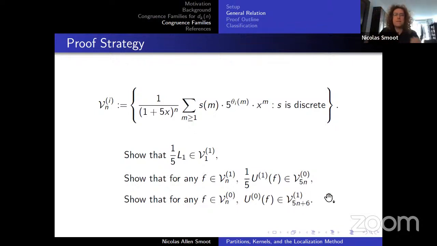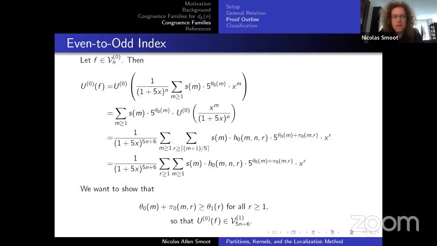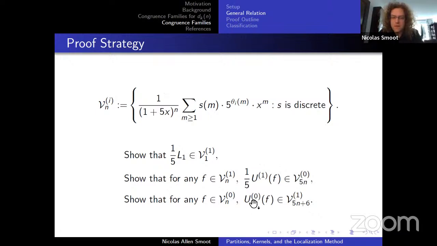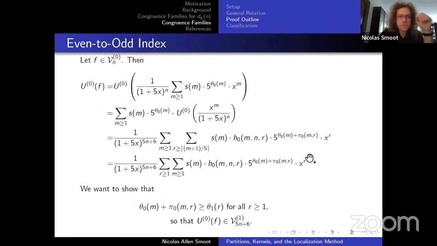Right? And that's enough. That would be enough if we could do this, right? Because then you have an induction argument, you go back and forth between these two sets. L alpha goes back and forth between these two sets, and every 2 steps it gains a power of 5. And that gives you what you want. So if I were to go from even to odd index, that's the easy one. Again, that would be U0 f is just in V_{5n+6}^1. I'm not gaining a power of 5. So that should be the easy one.